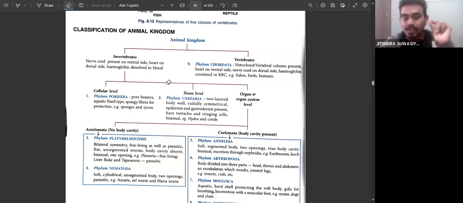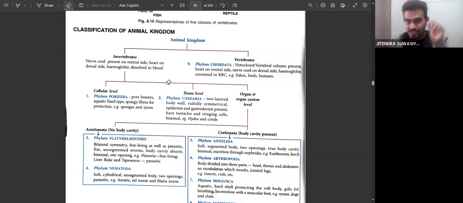The first cell was developed, a very simple cell. From that simple cell, one bacterium developed for the first time. From that bacterium, a lot of separation happened, a lot of mutations happened. After that it became tissue, from tissue to organ system, and after the composition of organ systems, it became one body.